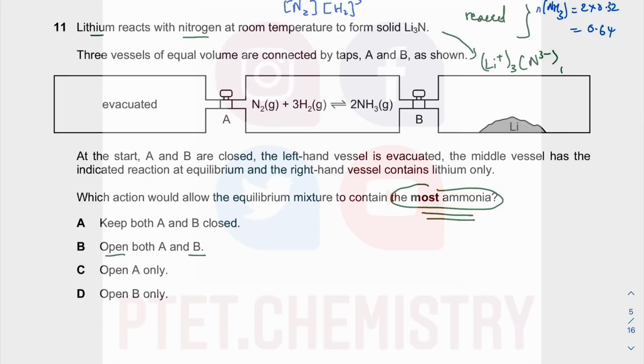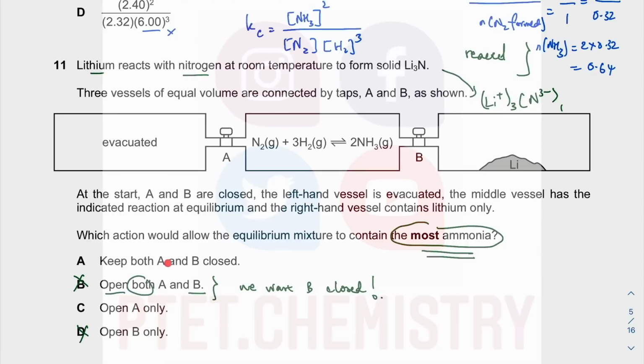Open B, well, I say open both, right? But I see open B. No, we want B closed. Otherwise, your lithium nitride will form. So B and D are out. So do we want to open A or do we want to close A? This is evacuated, so there's no mixture of gases inside, which is your A, not option A, but your valve A. When you open this, you will increase the volume of the container. When you increase the volume of the closed vessel, your pressure will decrease, all right?